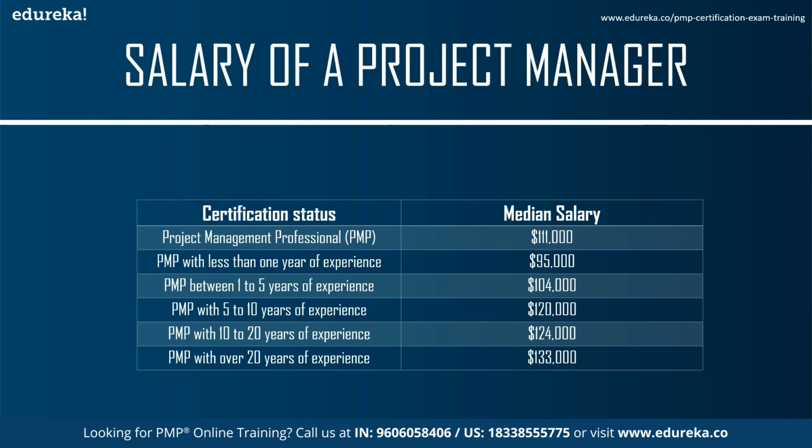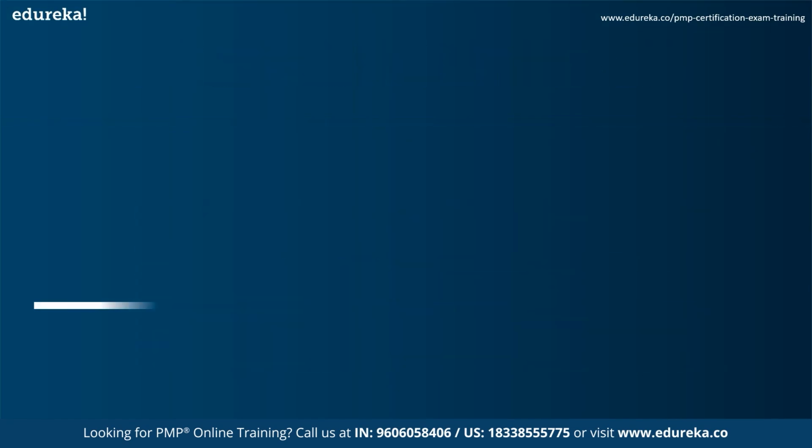The median salary of a PMP professional with 5 to 10 years of experience is $120,000. Moving on, PMP professionals with 10 to 20 years of experience should expect a median salary of about $124,000. And finally, PMP professionals with over 20 years of experience can easily expect a median salary of $133,000.